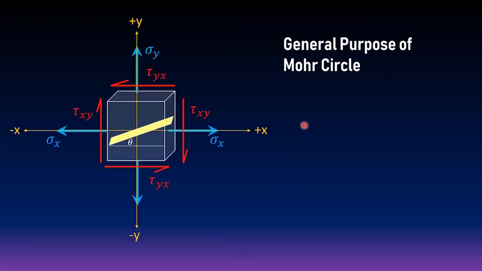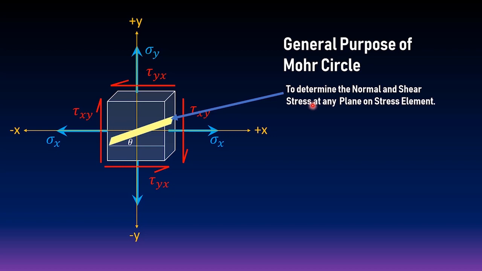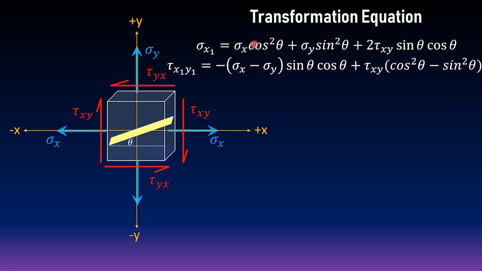What is the general purpose of the Mohr's Circle? The general purpose of the Mohr's Circle is to determine the normal and shearing stress at any plane on a stress element. Meaning to say, if a certain element is subjected to normal and shearing stresses as shown here, and I want to get the normal and shearing stress acting on this particular plane, I can use the Mohr's Circle. But if you are reading some textbooks, there is another way to perform this, and that is by using the transformation equation.